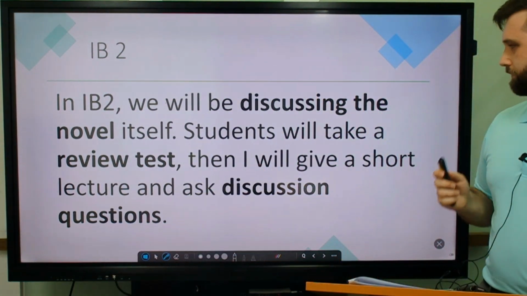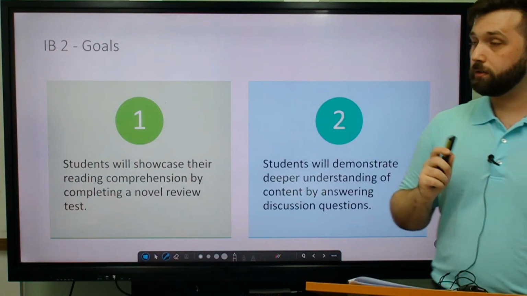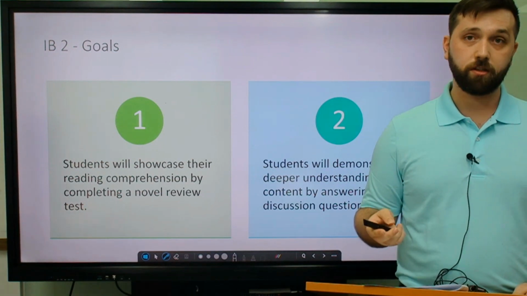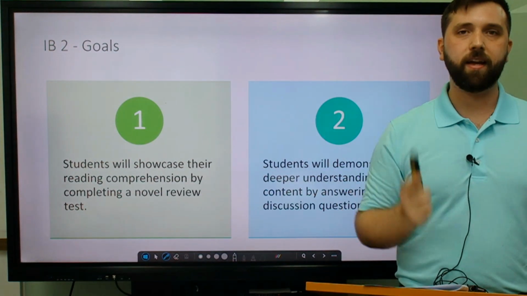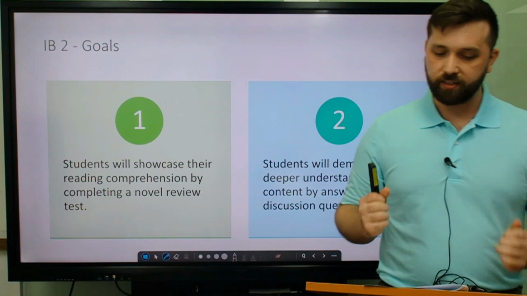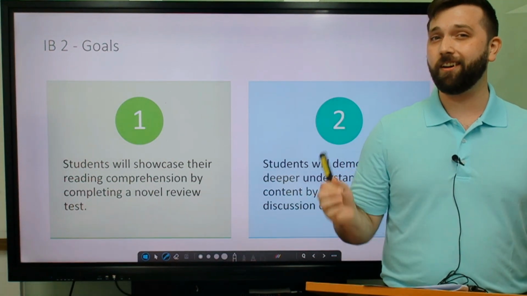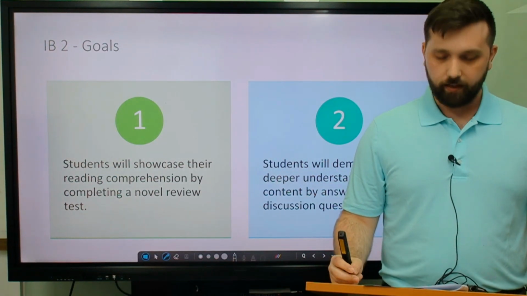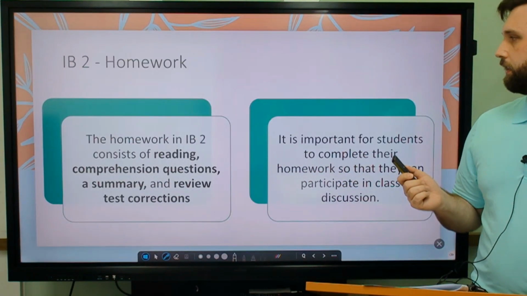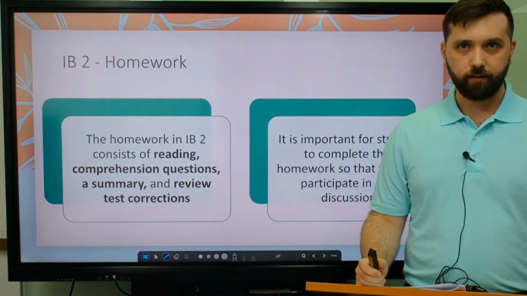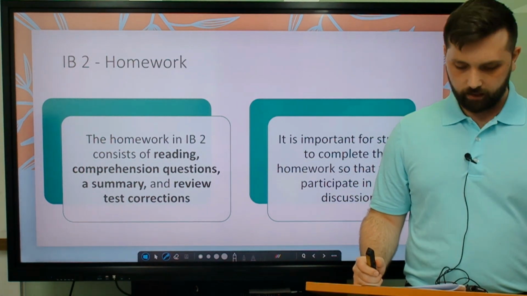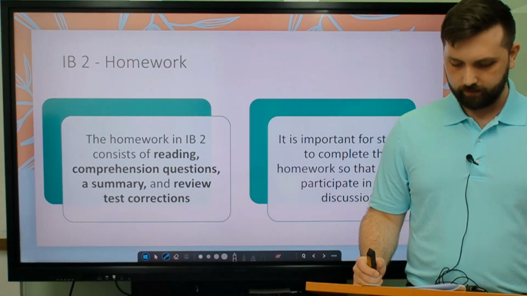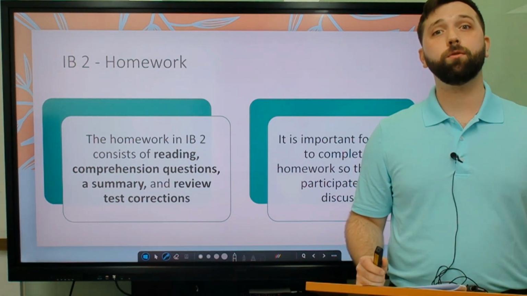My goals for IB2 are for students to be able to showcase their reading comprehension by completing their novel review test and passing, and then for them to be able to demonstrate deeper understanding of the content in the novel by being able to answer the discussion questions. And so in this case, the homework consists of the reading, the comprehension questions in the handbook, a summary, and then a review of the test, the corrections of the review test.